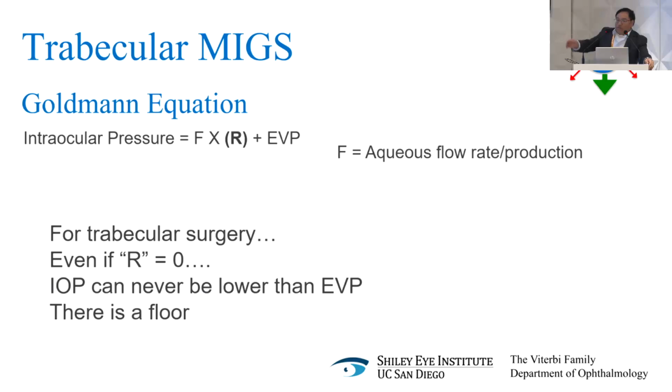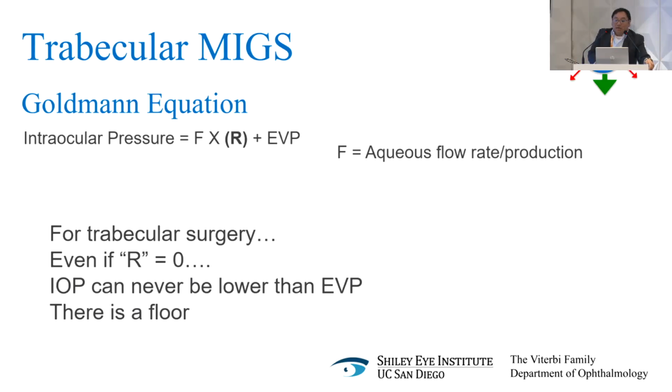So why does this all matter? Well, thank you, Arthur, for setting this up already for all of us, at least with respect to trabecular MIGS. Once you put the Goldmann equation up there, the idea is to make resistance zero, although we probably don't even really achieve that, but that is the goal, to lower the pressure. But as Arthur had mentioned, there are limits here for trabecular surgery because you're only going to get as low as EVP. While it's pretty good, we don't even quite get there.